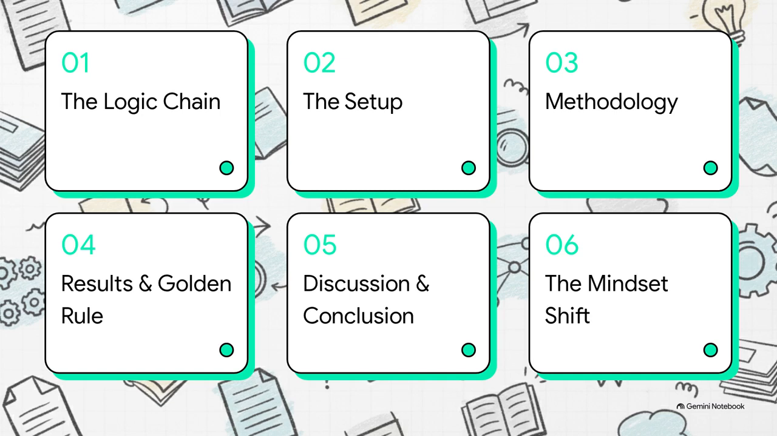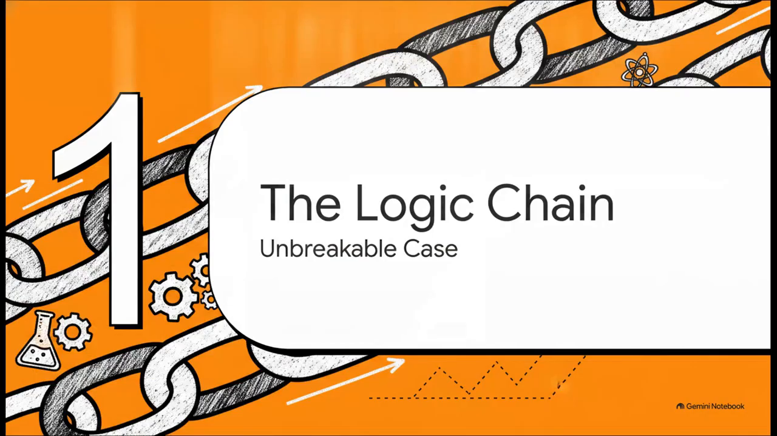Okay, so here's our roadmap for today. We're going to journey through the 6 crucial links of a flawlessly structured paper. We'll start with the logic chain, then move right through the setup, methodology, results, the discussion, and finally wrap it up with the ultimate mindset shift you need for publication success. Let's dive in. Section 1.